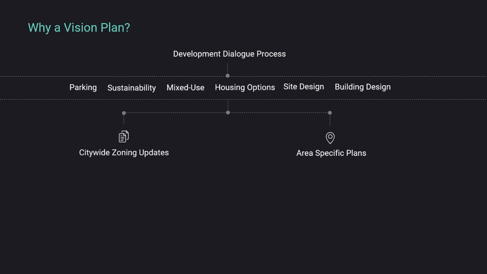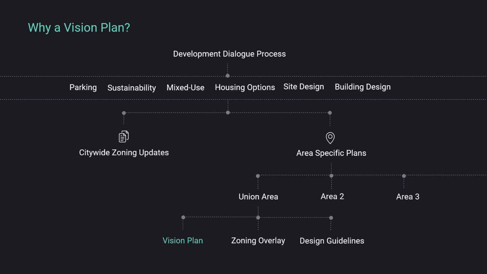As a result of the development dialogue process, City Council adopted several citywide zoning changes to address community concerns about development. But some land use and design concerns are area specific and need to be addressed through area plans. The first area plan is the Union area, and there may be others in the future.